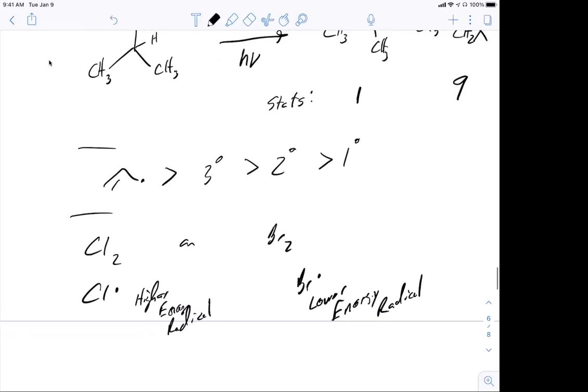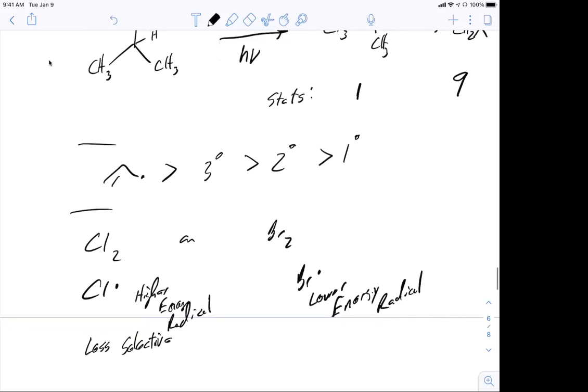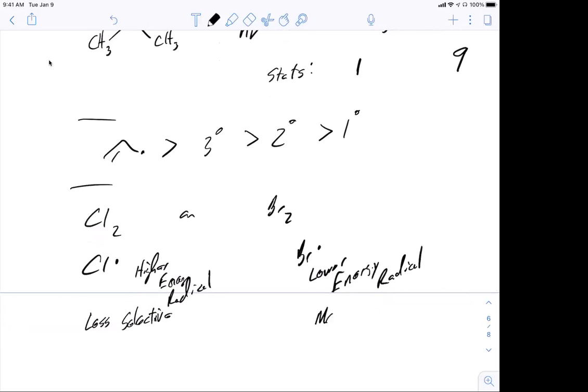Between those two, the chlorine radical and the bromine radical, whenever we have a high energy species, it's going to be less selective, because it has enough energy to react with anything it wants to react with. Whenever we have a lower energy species, a lower energy reaction, we have a more selective reaction.